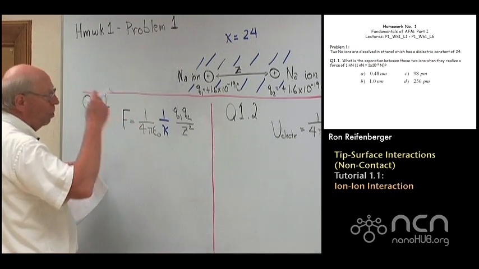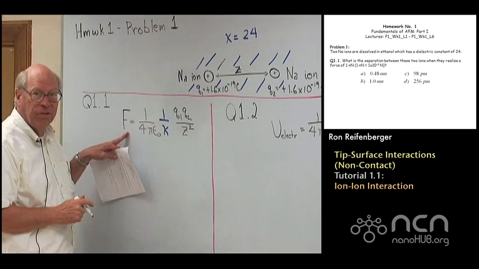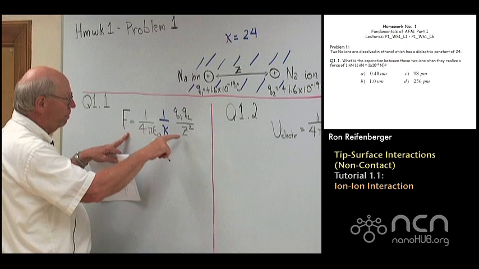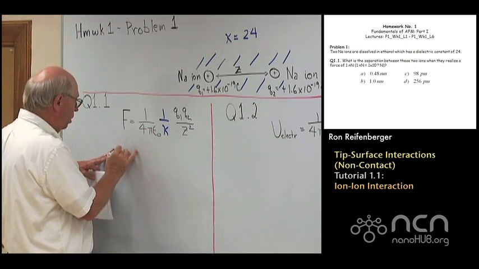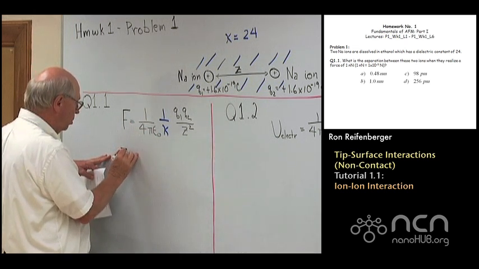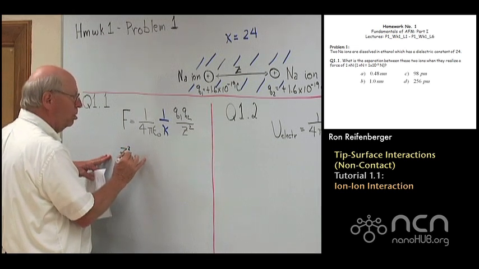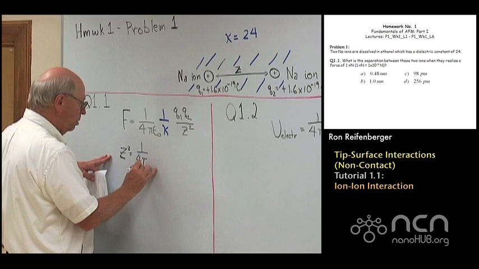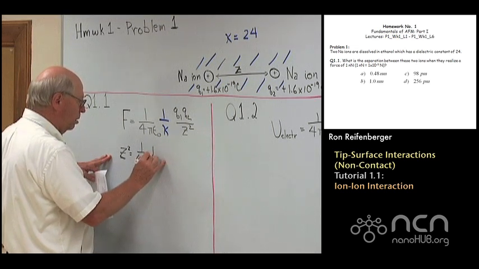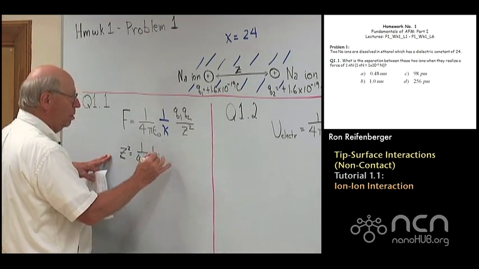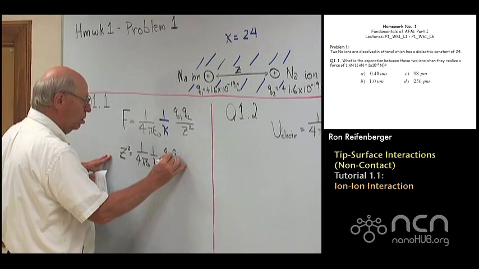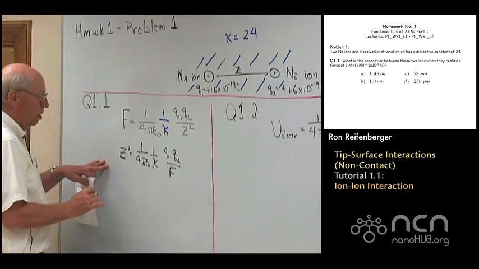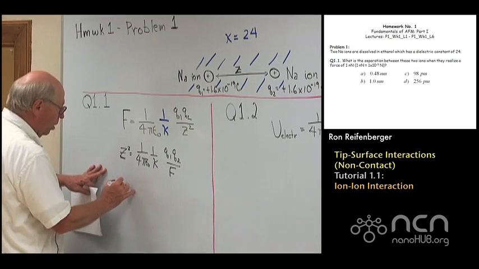So we're asked to solve for z such that the force F is 1 nanonewton. So what we have to do is solve this equation for z, right? So z squared is going to be 1 over 4 pi epsilon naught times 1 over kappa times Q1, Q2 divided by the force F. We can now evaluate these quantities.